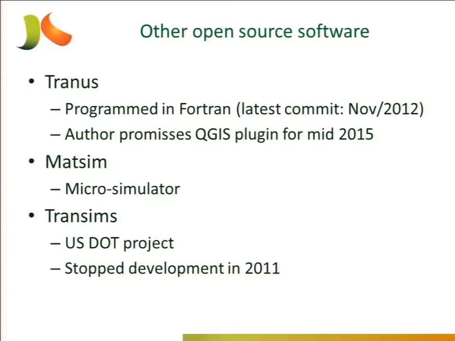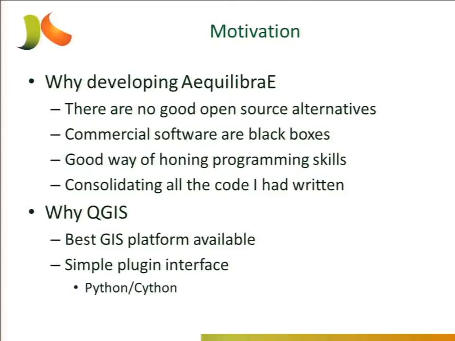There are other open source software. TRANUS is one developed in Venezuela many years ago. It's all Fortran, Fortran 4. There is a promise for a QGIS plugin in 2015. Then there's MetSim, which is a micro simulator. It's really for traffic analysis. And TRANSIMS, which was a US DOT project that ended in 2011 without too much success.